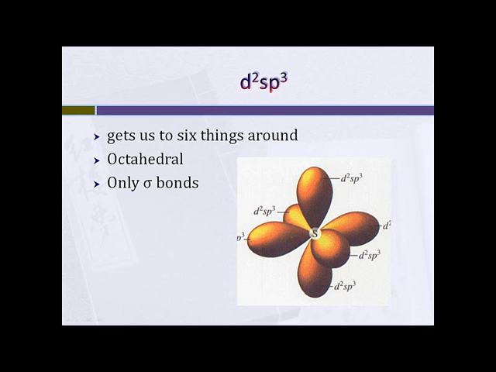dsp3 trigonal bipyramidal structure, there is some controversy about whether or not this actually occurs in hybridization and in bonding. But that is a good overview of hybridization and the formation of both pi and sigma bonds for you.